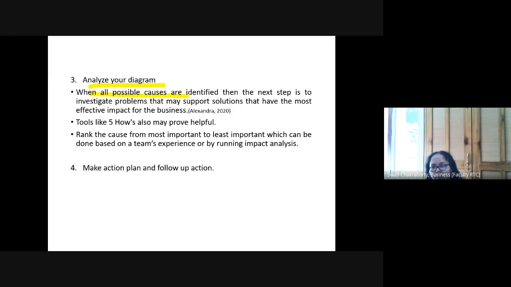When all the possible causes are identified, the next step is to investigate the problems that may support the solutions that have the most effective impact on the business. Look into the most important problems, which would help in coming out with the best solution, which would impact the entire business. Now, tools like Five Whys may also prove helpful here. So rank the causes from the most important to the least important, which can be done based on a team's experience or by running impact analysis, and then make an action plan and follow up on the action.